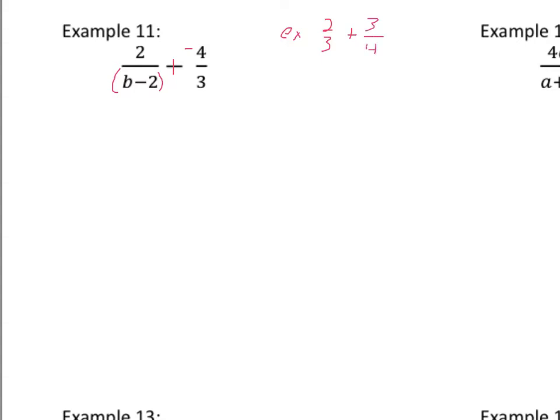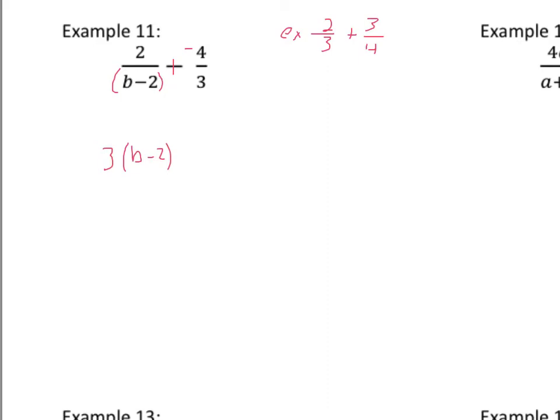Common denominator is just 12, 3 times 4, that's the lowest number they both go into. It's hard to think about this with binomials, but the binomial is one entity, it's one piece. So our common denominator is going to be 3 times b minus 2. They're just multiplied together. They're considered two separate pieces, and we leave it at that.